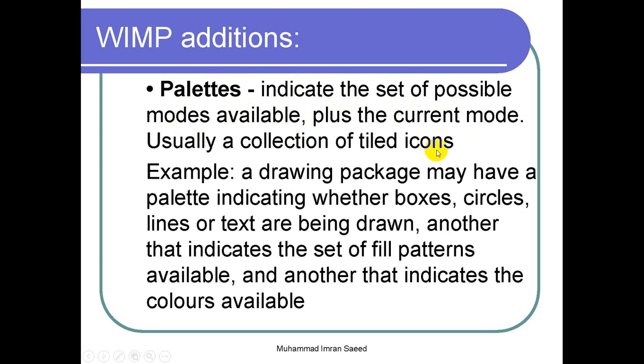Usually a collection of tiled icons. For example, a drawing package may have a palette indicating whether boxes, circles, lines or text are being drawn. Another indicates a set of fill patterns available. So all these are in Microsoft Paint. What kind of pattern we have selected, what kind of brush size we have selected, and more common is which color we have selected. Every color is styled in a palette, a color palette. So we can select the colors from there. So these are the options, and an on-off option can have 2 buttons only, right? So it depends upon the requirement, how many buttons, how many options are present in a palette.